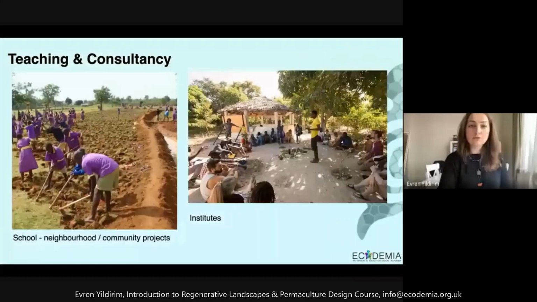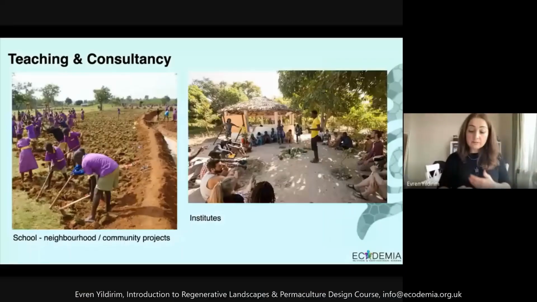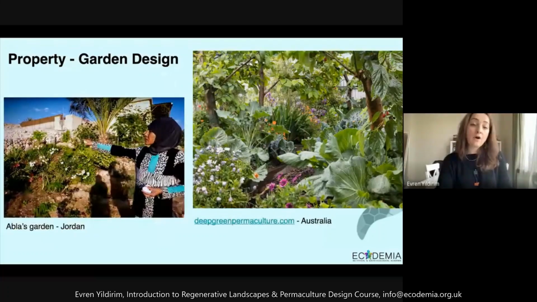And you can work as a teacher or a consultant. You can work in schools with students. You can get involved in community projects. You can set up your own community project for your own neighborhood. You can work in institutes as a consultant or as a permaculture teacher. You can also design your own or your family's or your friends' property or even garden. It can be very small. You don't have to have a lot of money.